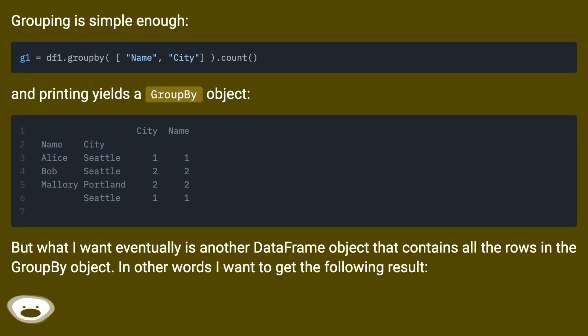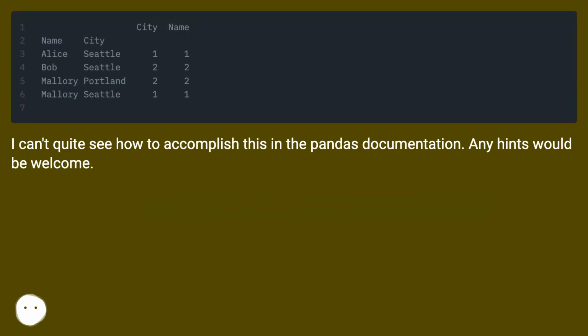But what I want eventually is another DataFrame object that contains all the rows in the GroupBy object. In other words, I want to get the following result. I can't quite see how to accomplish this in the Pandas documentation. Any hints would be welcome.